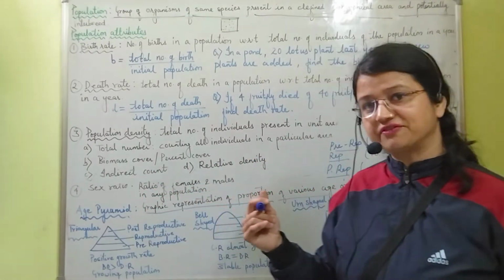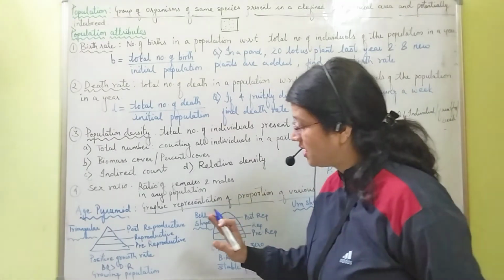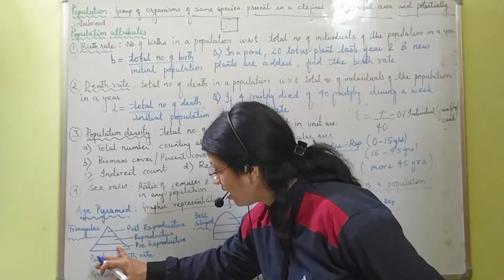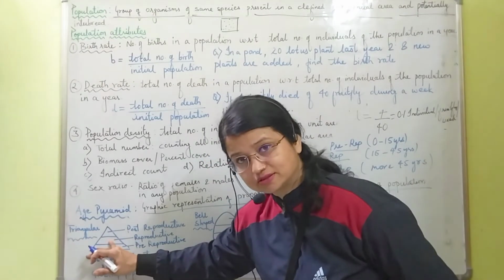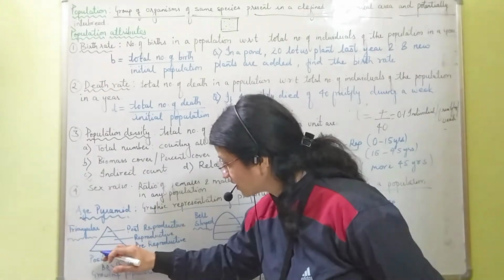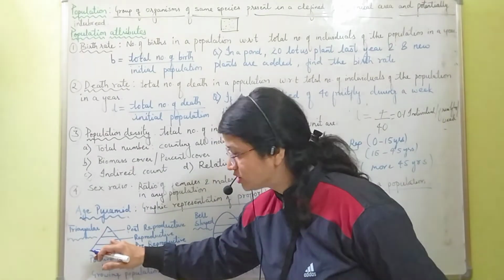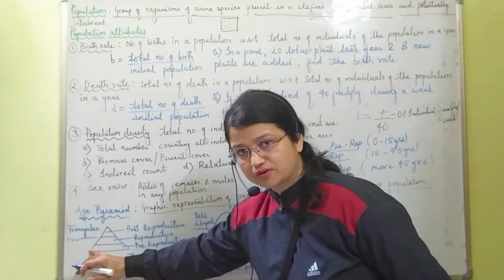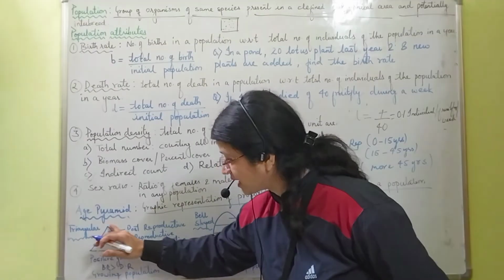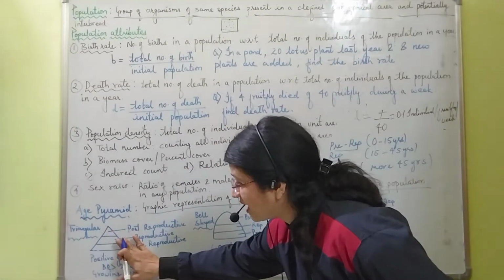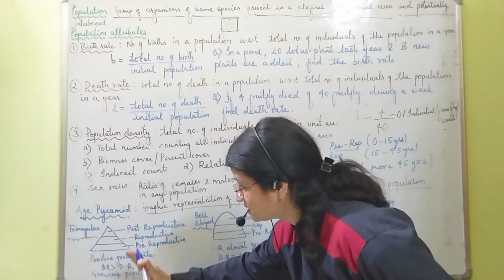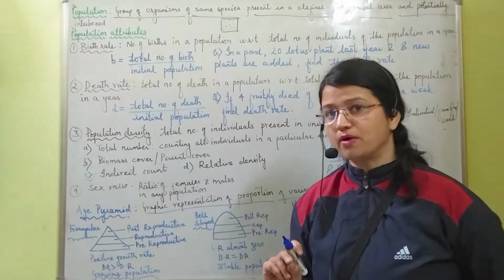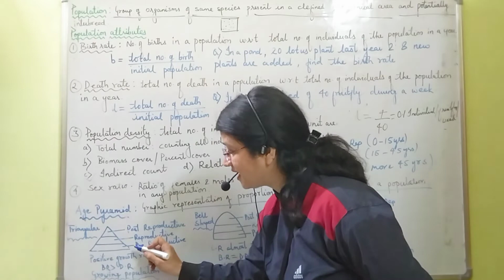Now when we draw the age pyramids of different countries, we get different shapes. So why are we getting different shapes? Let's see here. Suppose in a population, the pre-reproductive individuals are more as compared to the reproductive ones. So if we make the age pyramid, we will get a triangular shape. This type of graph shows us that this type of population is a growing population. For a growing population, we get a triangular age pyramid.